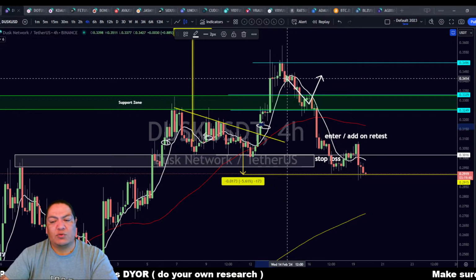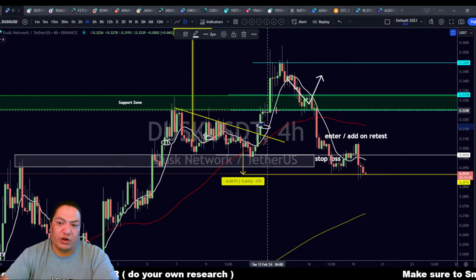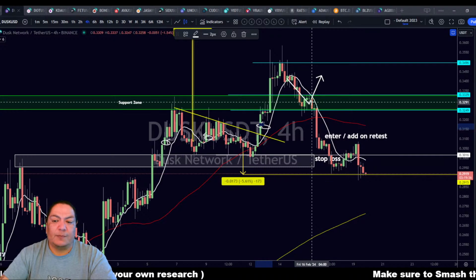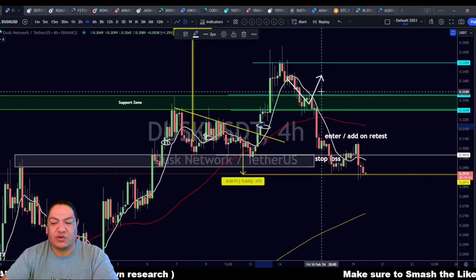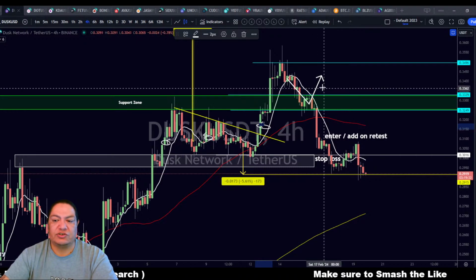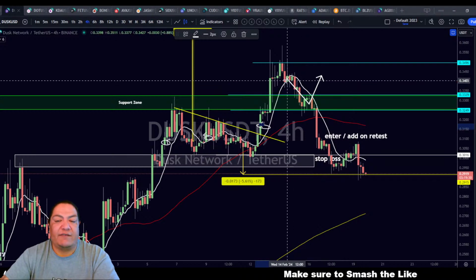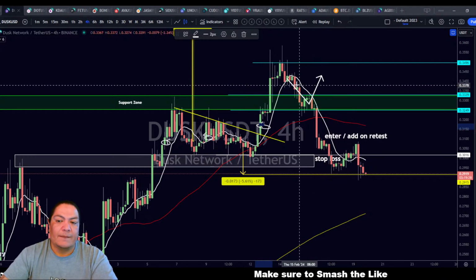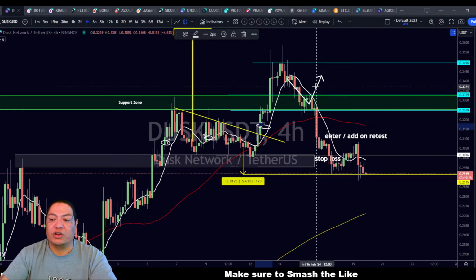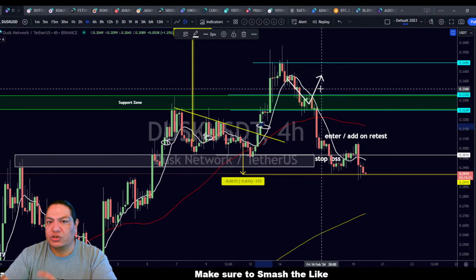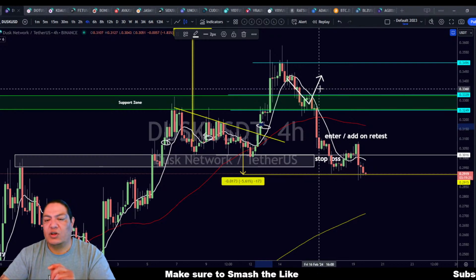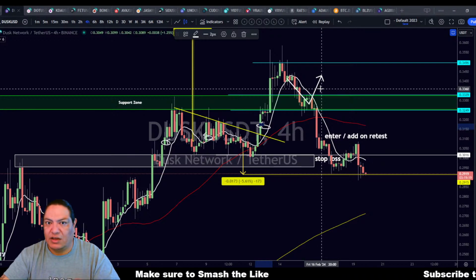And I said, well, more than likely, it'll come down to our support area, hopefully bounce. And then once it bounces, if you haven't gotten into the trade, here's where you enter. But if you're already in the trade, this is where you would add to the trade. Notice what I'm saying. I'm saying what I would do at the time of the trade.